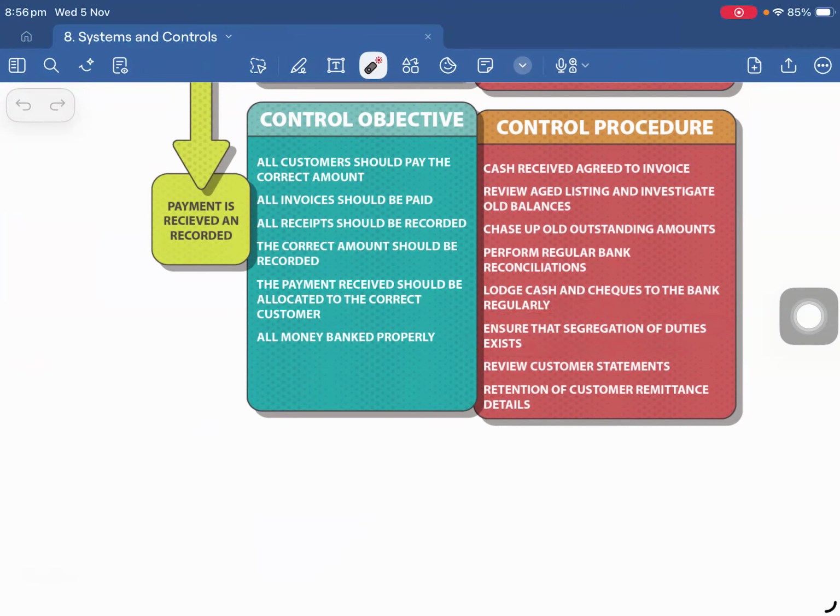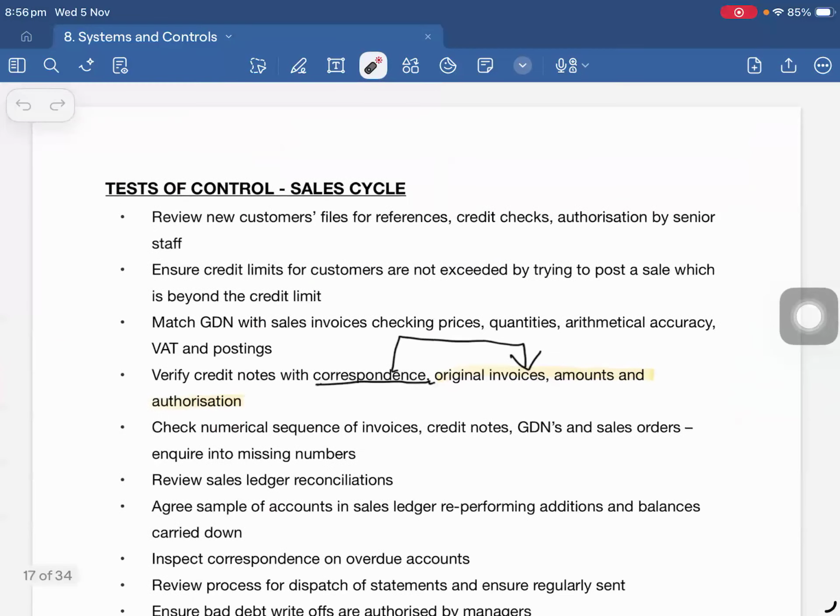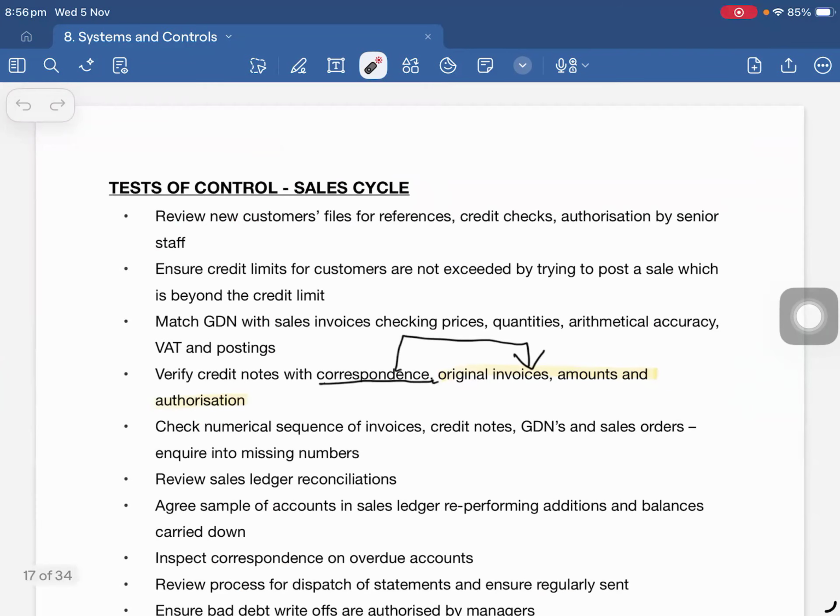Okay. Then you're going to ensure that each of them have separate duties. No one person should do all the job. Clear? And then you're going to review the customer statements again and again to ensure that no customer is outstanding. And also, you're going to ensure that you are retaining customer remittances. That means there could be customers who are going to pay in advance. So everything should be looked into properly. Clear?